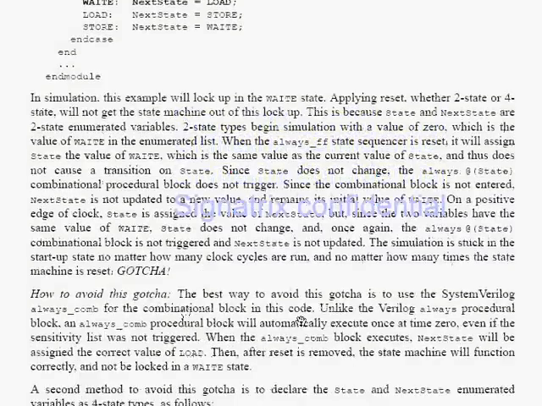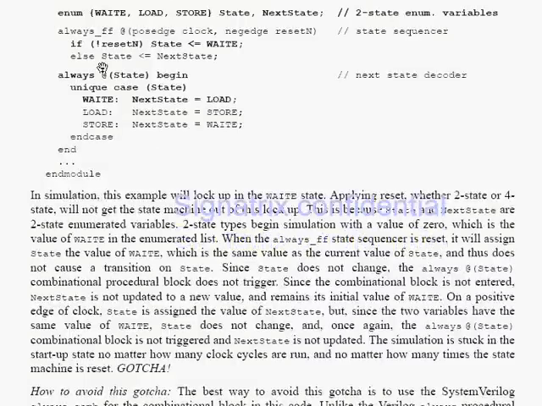So how to avoid this? The best way to avoid this gotcha is to use the SystemVerilog always_comb for the combinational block in this code. Instead of always @, you use always_comb.